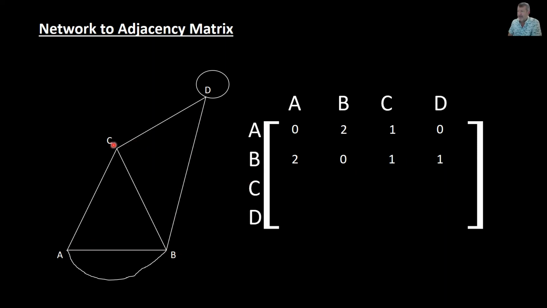Vertex C's turn. C to A, there is one way direct there. C to B, there is also one way directly there. C to C, nope, can't do it. There's nothing there which can go back to C, so that's a 0. And C to D, up that way, there is a 1.